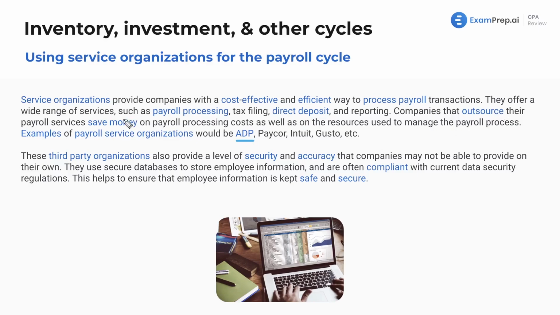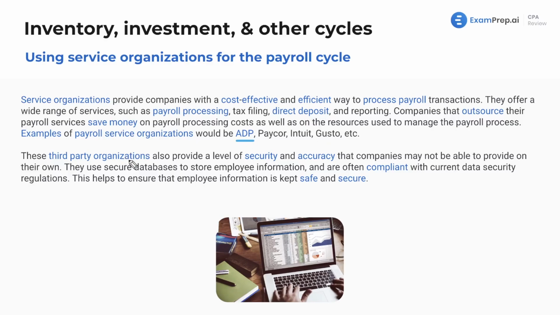They offer a wide range of services such as payroll processing, other things, tax filing, direct deposit, reporting, but really payroll processing is what we're focusing on here. Companies that outsource their payroll services save money on payroll processing costs, as well as on the resources used to manage the payroll process. Examples: ADP, Paycor, Intuit. We got a couple others. Now, just like anything with outsourcing IT, we talk about this in other parts of exams throughout this process. And there's pros and cons to outsourcing, not to get into that here, but it's very common for companies to use an outside payroll system.